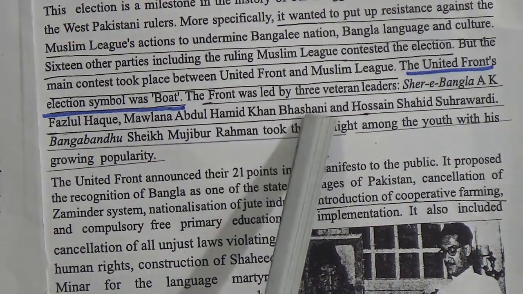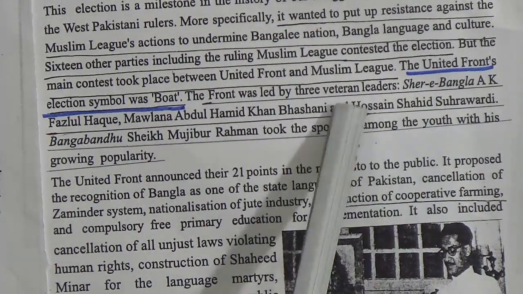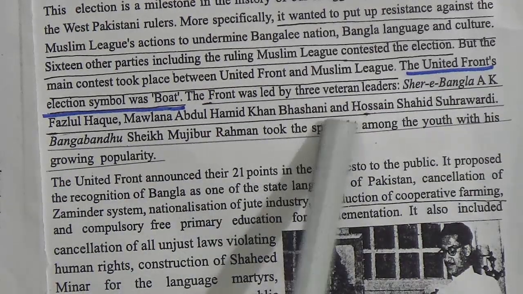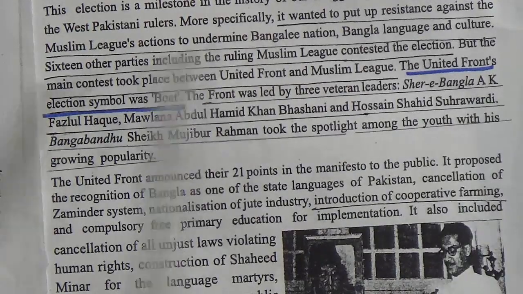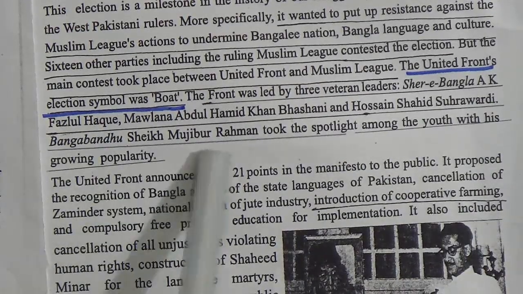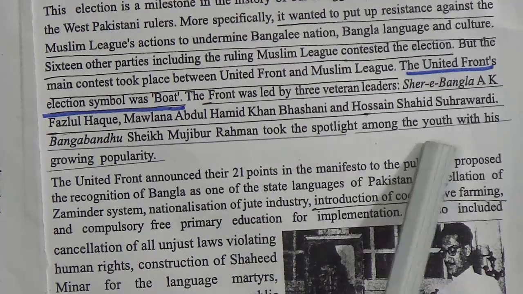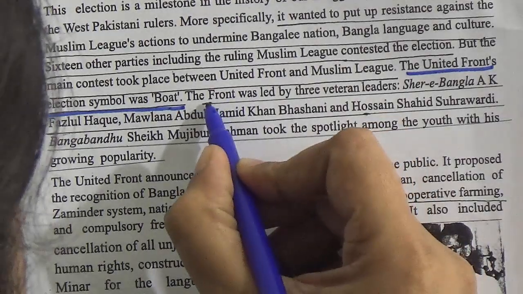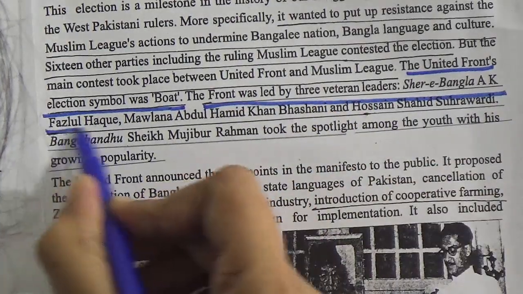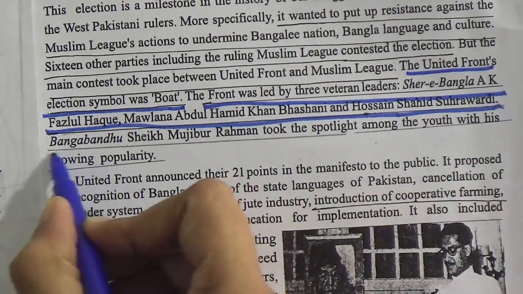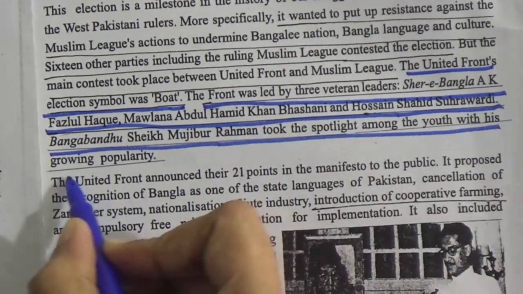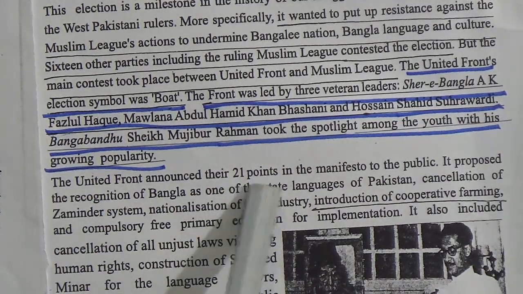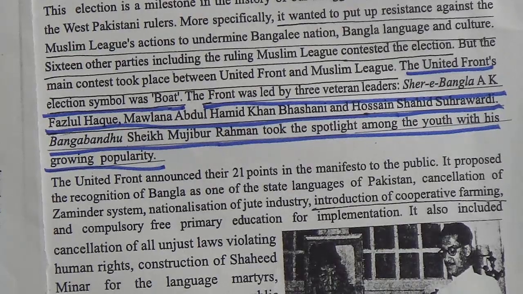The front was led by three veteran leaders, that means experienced leaders: Shere Bangla A. K. Fazlul Haq, Maulana Abdul Hamid Khan Bhashani and Hossein Shaheed Suhrawardy. And last one, Bangabandhu Sheikh Mujibur Rahman took the spotlight among the youth with his growing popularity. So, we know Sheikh Mujibur Rahman was the youngest of all of them. Now, the United Front announced their 21 points in the manifesto to the public.